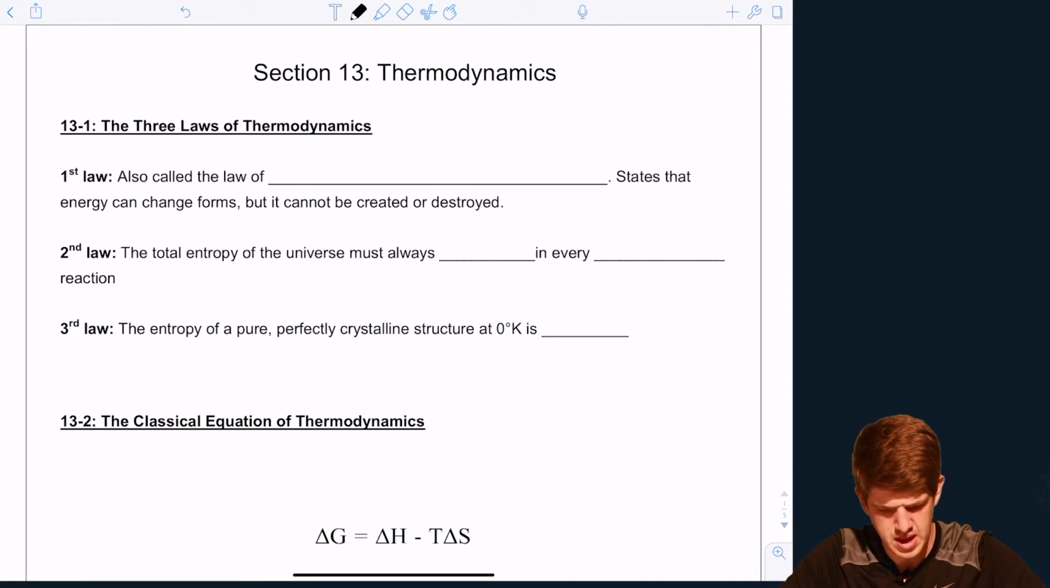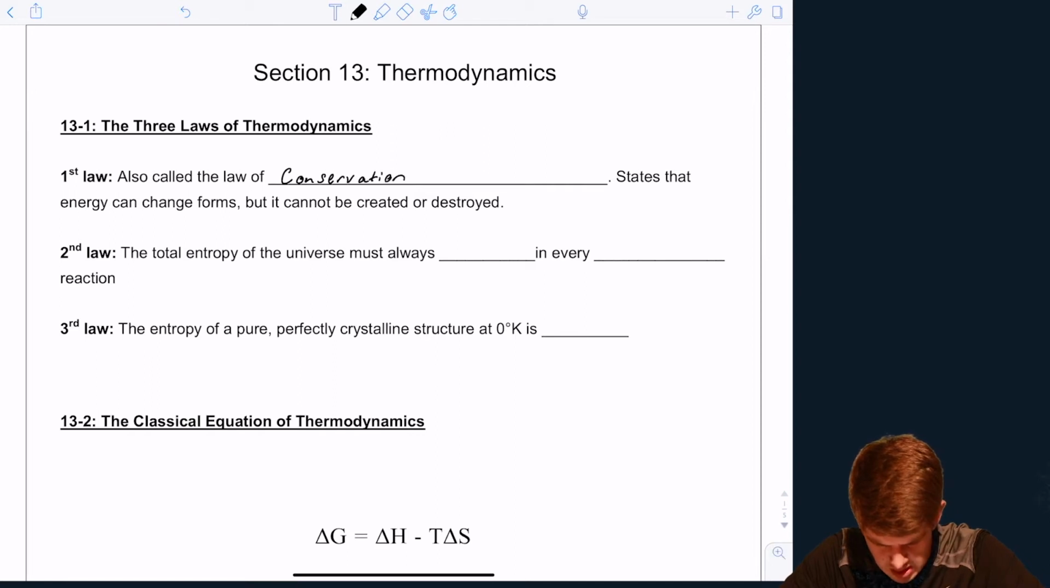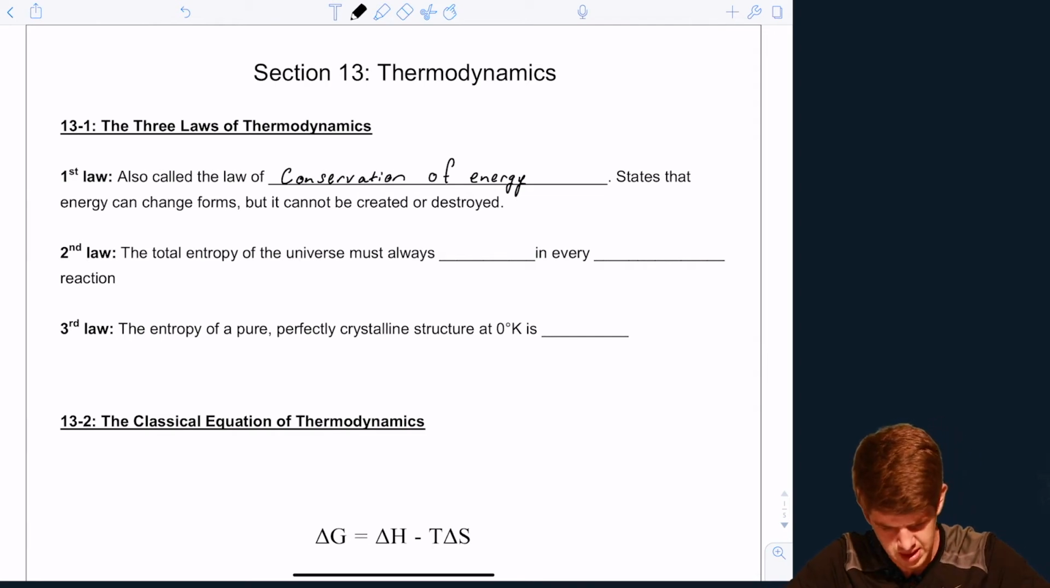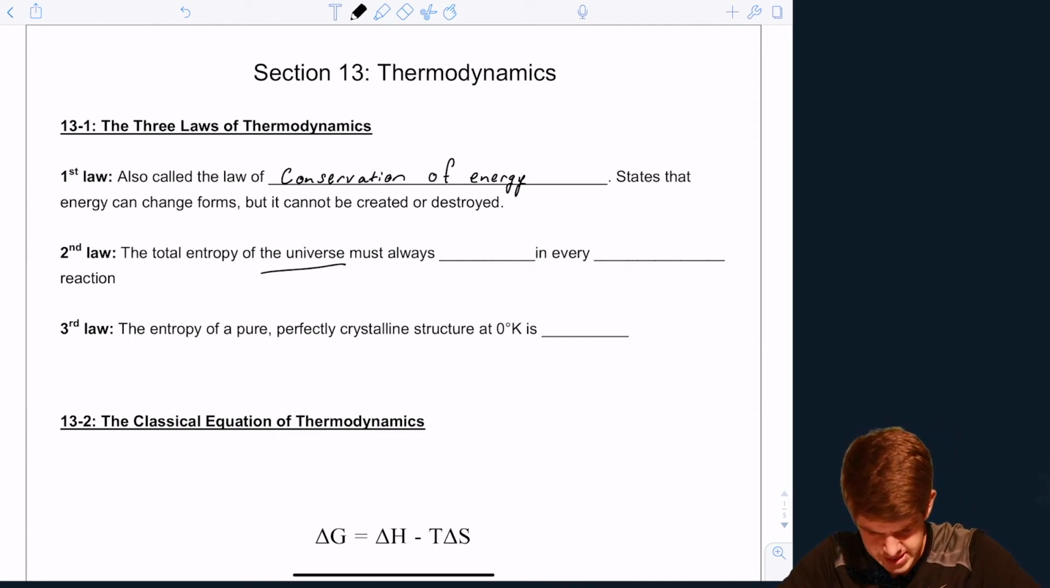So the first law, also called the law of conservation of energy, is simply that: energy must be conserved. It can be converted from one form to another, but you can't create energy out of the blue, and you can't destroy energy. The second law: the total entropy of the universe must always increase in every spontaneous reaction.